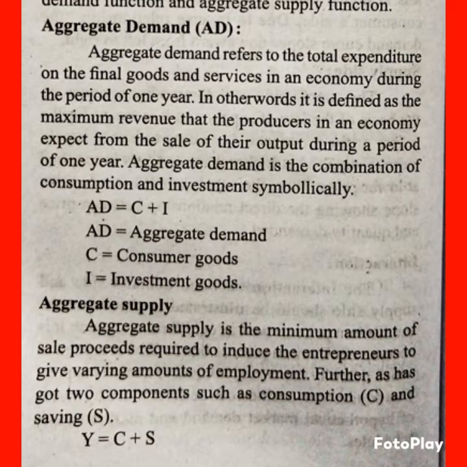Now the components of AD are C plus I plus G plus X minus M. You must write this also. And the components of aggregate supply: Y is equal to C plus S. You have to write this. C means consumption, S means saving.